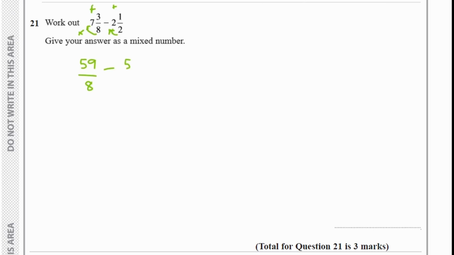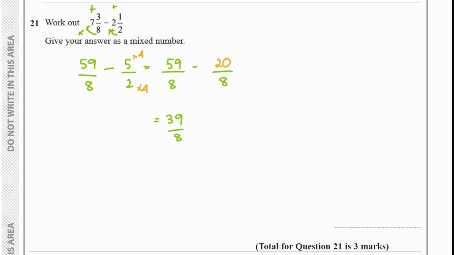We then need to make sure that both the fractions are over the same denominator. So we're going to use the LCM of 8 and 2, which is 8. And the first fraction is already over 8, so we can keep that the same. But in order to make the second denominator into 8, we would have to multiply that by 4. So we are going to do the same thing to the numerator. 5 times 4 gives us 20. And now we can simply take away the numerators. 59 take away 20 is 39. Our denominator would remain 8.